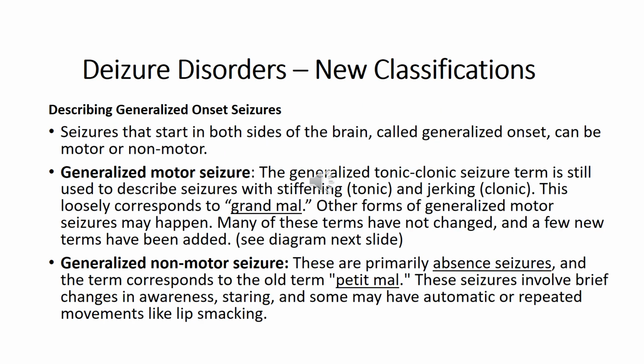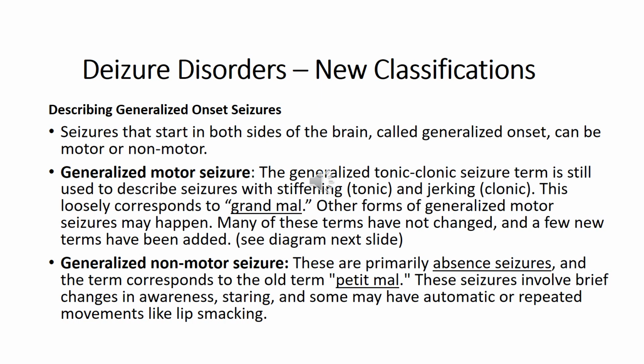Describing generalized onset seizures. These seizures start in both sides of the brain. They're called generalized onset, and they can be motor or non-motor. Generalized motor seizure. The generalized tonic-clonic seizure term is still used to describe seizures with stiffening and jerking. Stiffening refers to the tonic and jerking refers to the clonic. This loosely corresponds to grand mal.